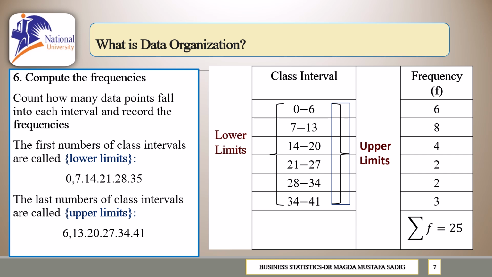The total of all frequencies should always be equal to the total number of observations. This is an important way to check your calculations.